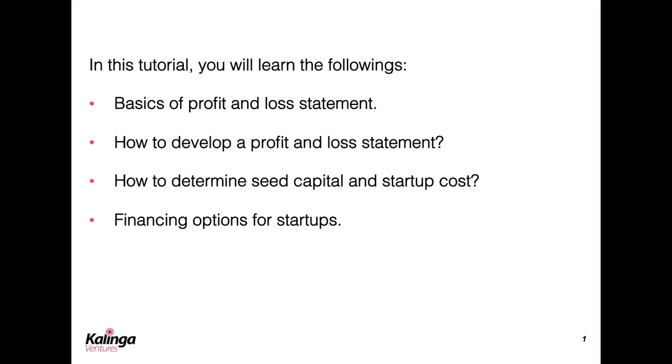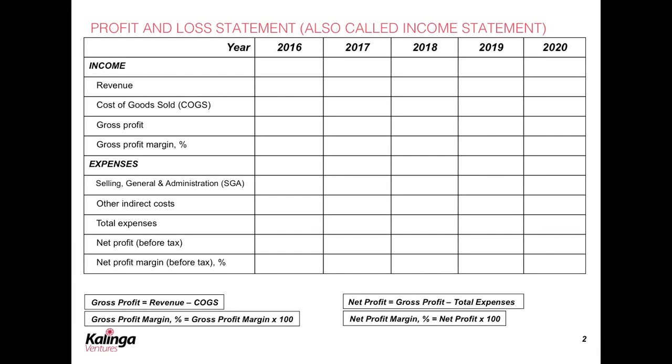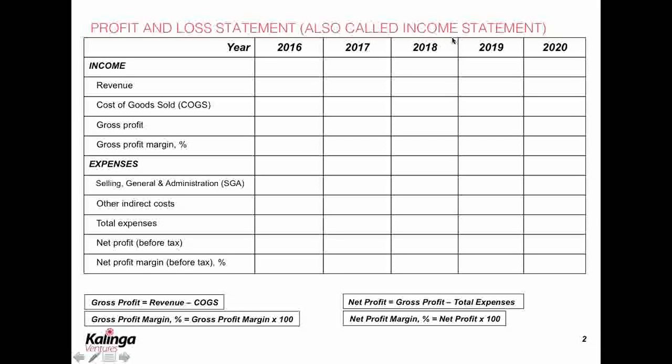So how does a profit and loss statement look like? A profit and loss statement looks something like this. It's in a tabular format. It's also called an income statement. On the first row you would have the year. So profit and loss statements are made year wise. You can also make it quarter wise. In this case we have year wise, and there are two sections of a profit and loss statement. One is the income section, the other is the expense section.